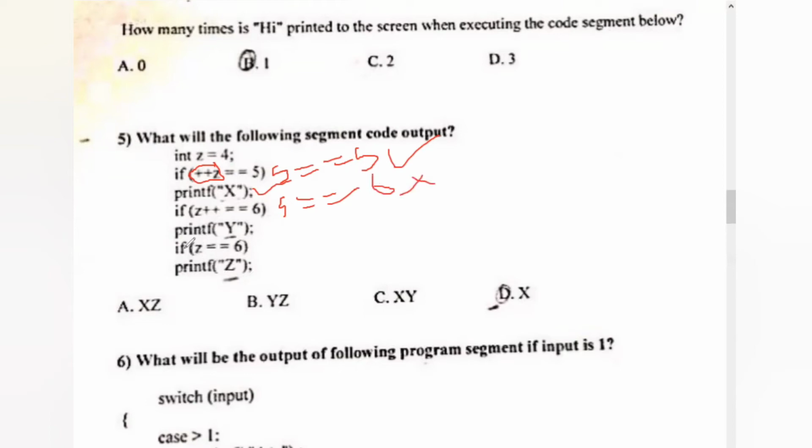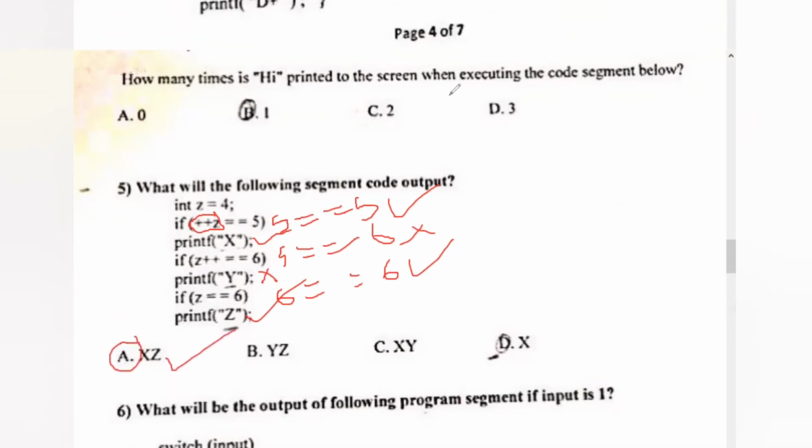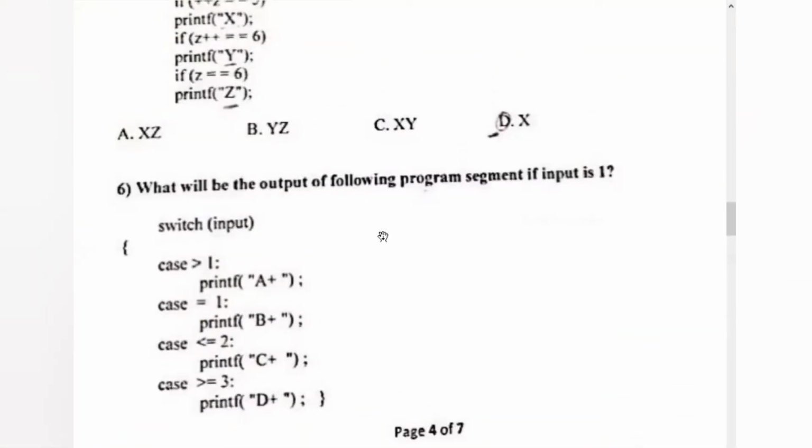And in z, if 6 equals to 6, which is correct, so this will be printed. So this and this will not be printed. So A is the correct answer. But now there is a problem if the input is small. There is no variable, so this will result in an error.